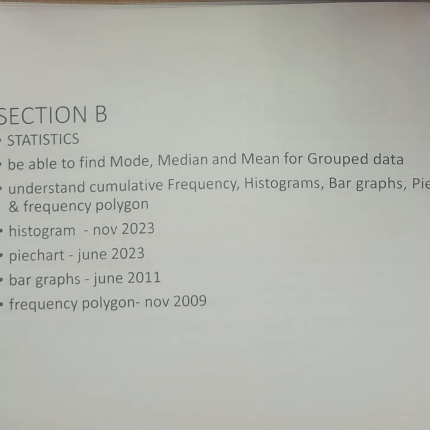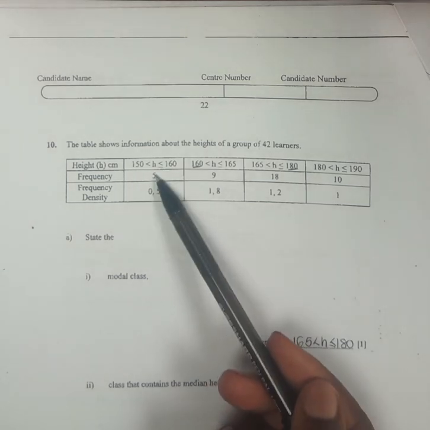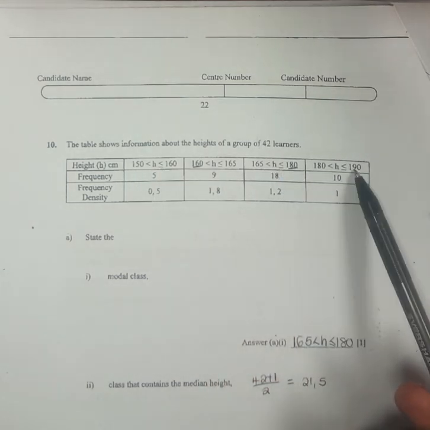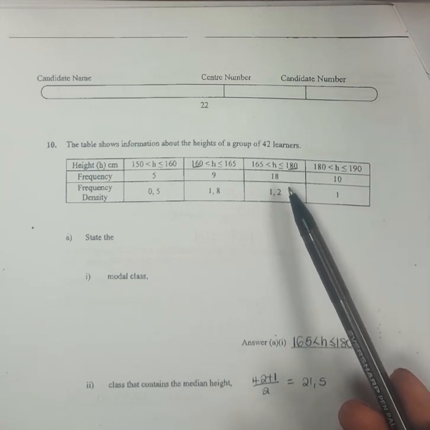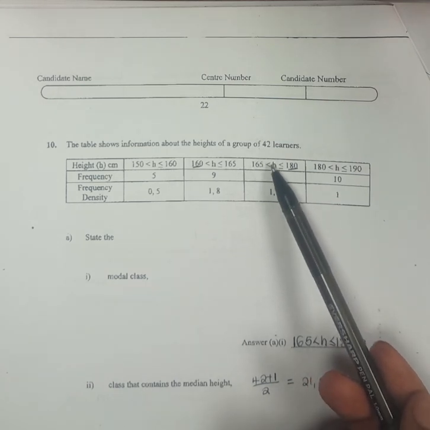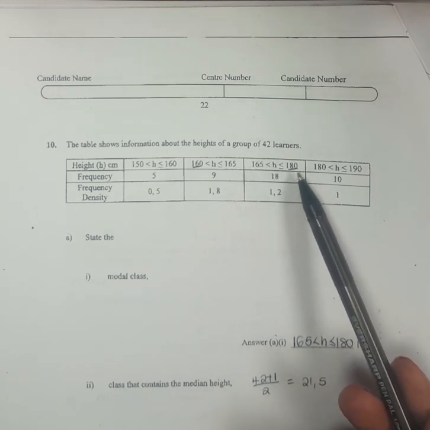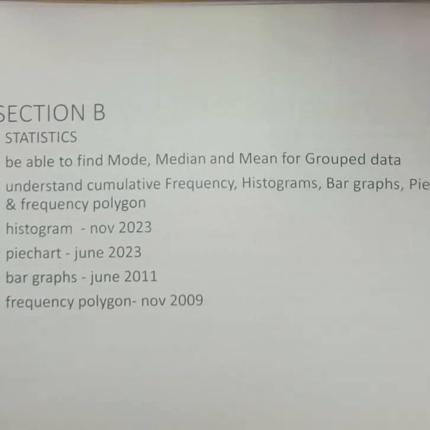And let us look at this question. It was saying, state the modal class. So the modal class is the one with the highest frequency. Here we have 5, 9, 18, and 10. So the highest frequency is 18. We are going to take our modal class as 165 < h ≤ 180. And then the median.